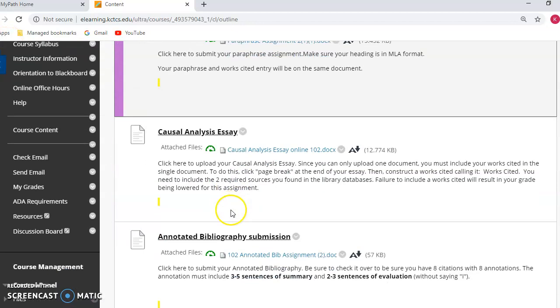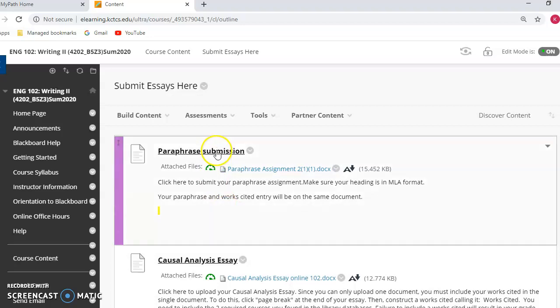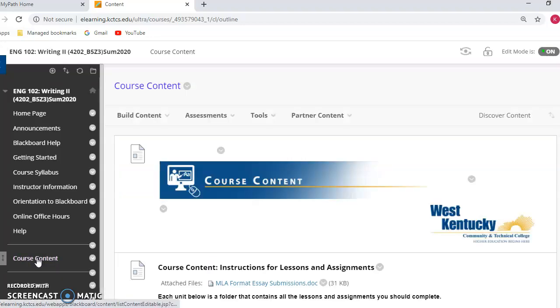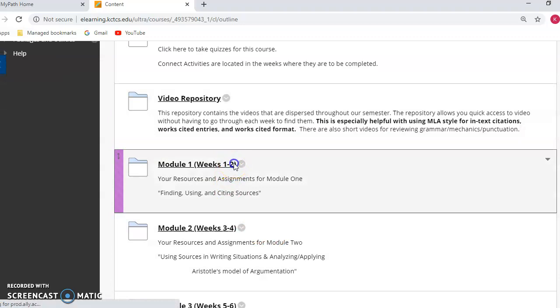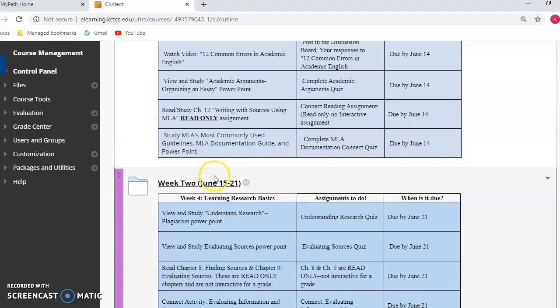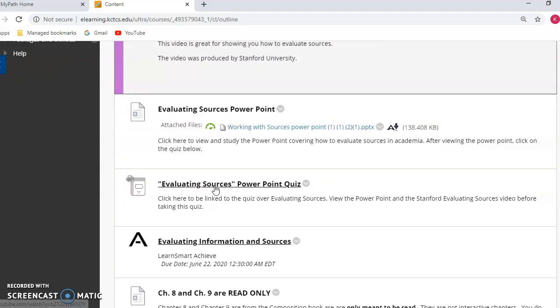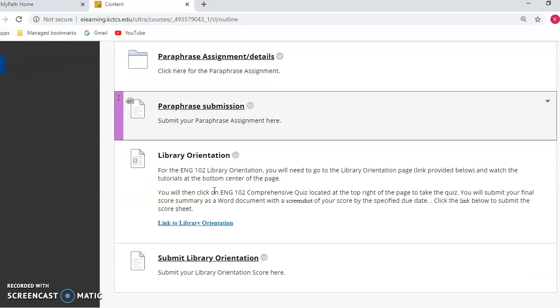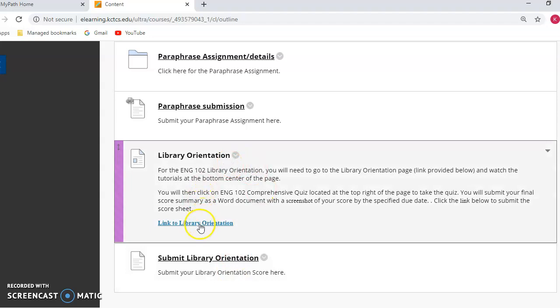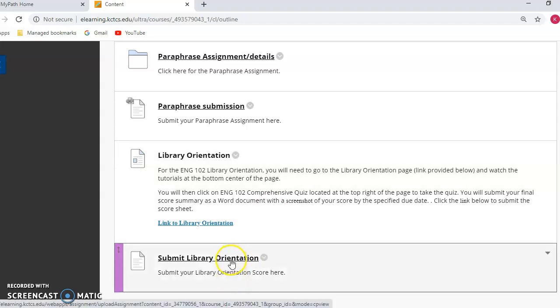Also, underneath that, it would go right here. But let's go back into our class. So if I go back into week 2, you're also going to have a library orientation where you will just read. You just go here and there's a link here and you'll know what to do. Up in the top right hand corner, there's a little quiz, but at the bottom of the page there are some videos that you'll need to watch. And then after you take the quiz, make sure you take a screenshot of your score and then submit it right here. That way I know what you got.